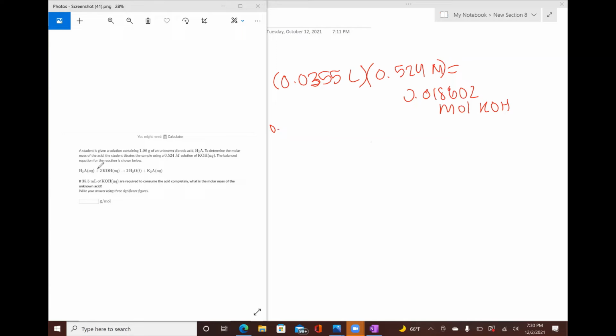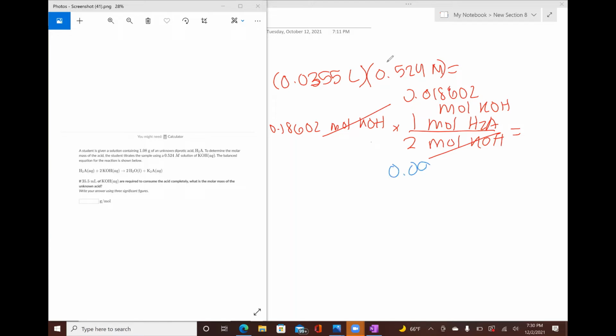So 0.018602 mole of KOH, right? Times, and then I can set up the mole ratio: 1 mole of H2A per 2 moles of KOH. And so these would cancel out, and you would end up getting that there are 0.009301 moles of H2A.